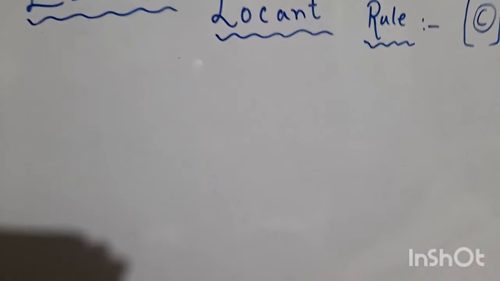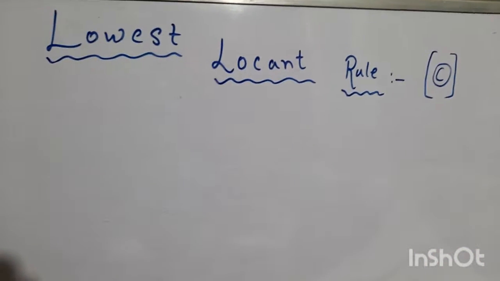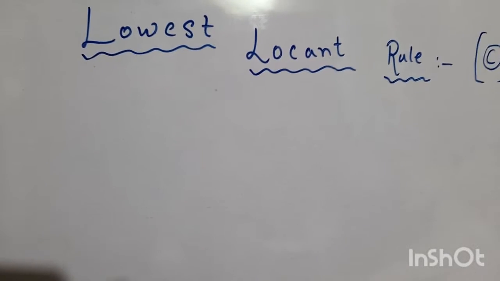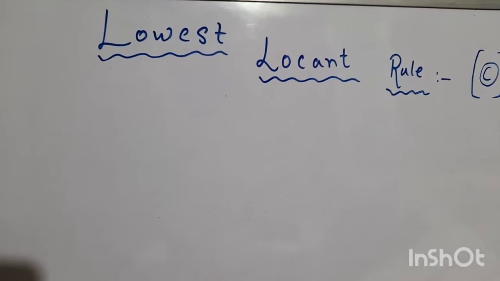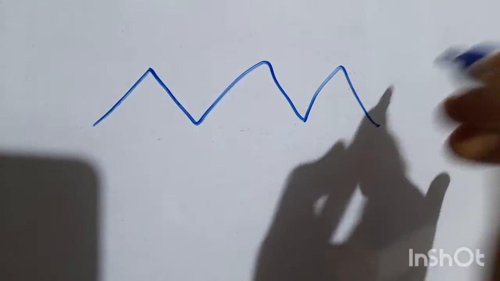Lowest locant rule. Organic chemistry, for sure. We all have heard about it, but do we actually know how to use it? Well, let's see with an example. Let's draw three mountains.